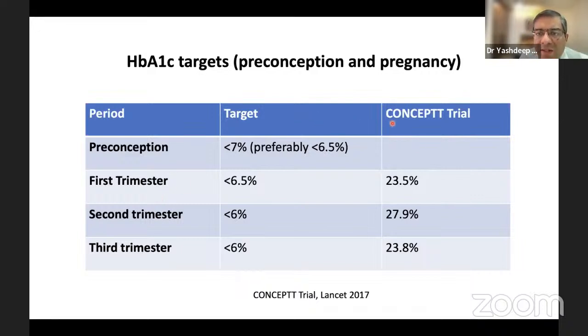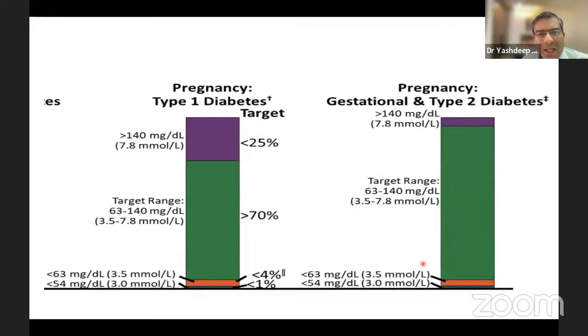So the CONCEPT trial is the largest trial done in the Western countries, advanced economies, where again the women had analogs, CGMS use in the full pregnancy, and then insulin pumps in most of the patients. Despite all those resources, the first trimester goal of 6.5% was achieved in only 23.5%, second trimester 27.9%, and third trimester 3.8%. So despite the resources, it is very, very suboptimal, which shows that pregnancy itself is a challenging period. So any education, any optimization should be done beforehand, so the patient goes prepared into the pregnancy.